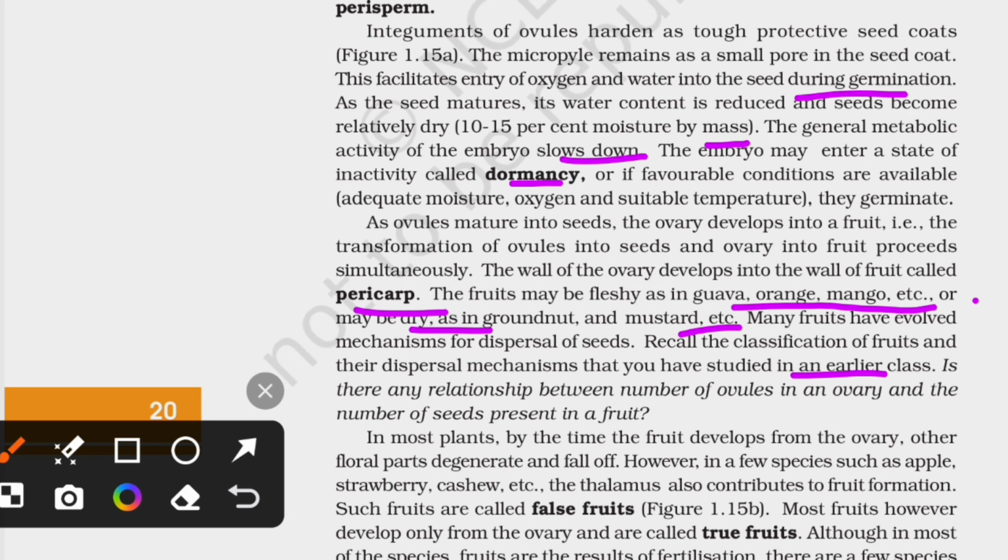Is there any relationship between the number of ovules in an ovary and the number of seeds present in a fruit? In most plants, by the time the fruit develops from the ovary, other floral parts degenerate and fall off. However, in a few species such as apple, strawberry, cashew, etc., the thalamus also contributes to fruit formation. Such fruits are called false fruits. Most fruits, however, develop only from the ovary and are called true fruits.